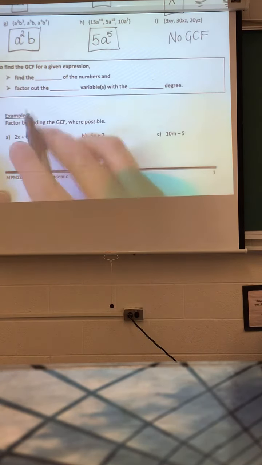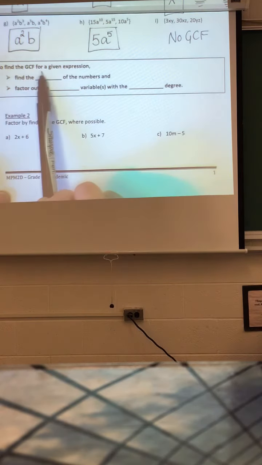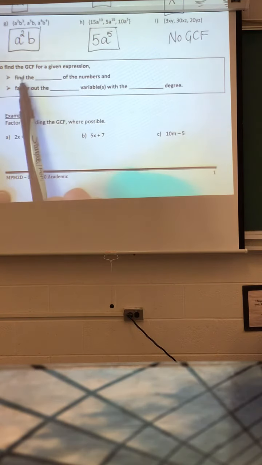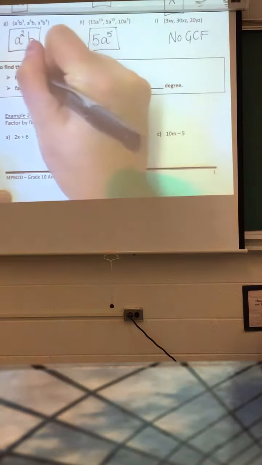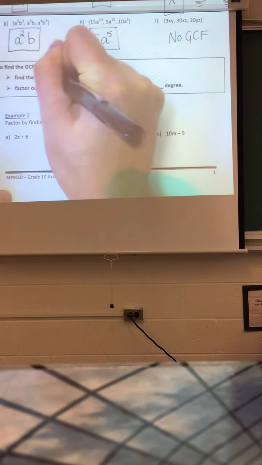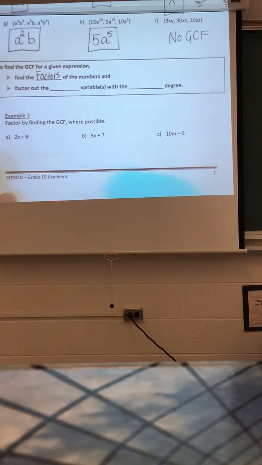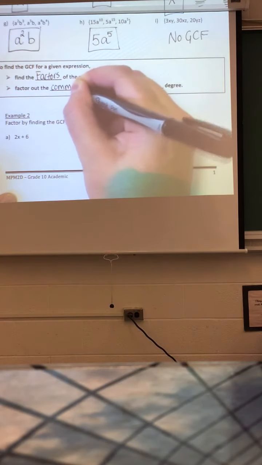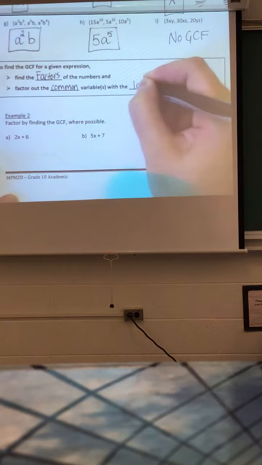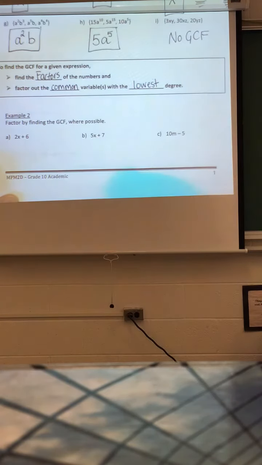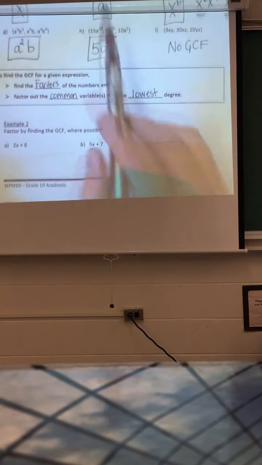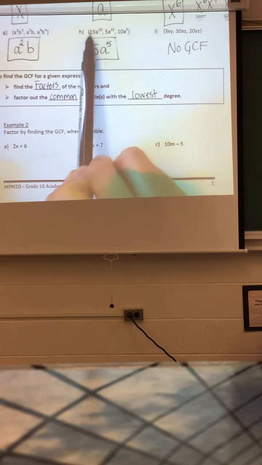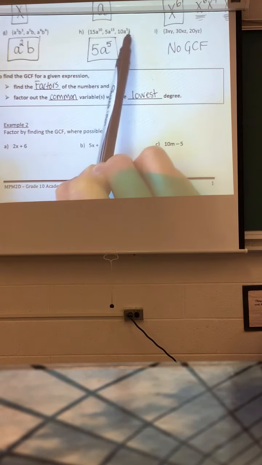Okay, let's move on. To find the greatest common factor for a given expression, find the factors of the numbers and factor out the common variables with the lowest degree, right? So up here I had 5, 10, and 15, and I'm taking the one with the lowest degree.